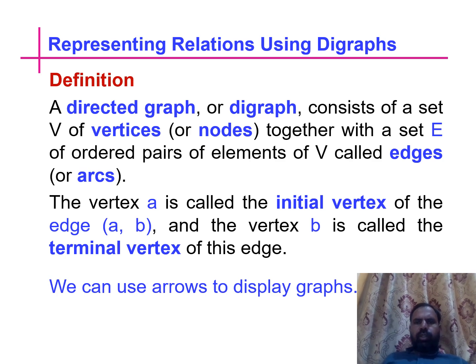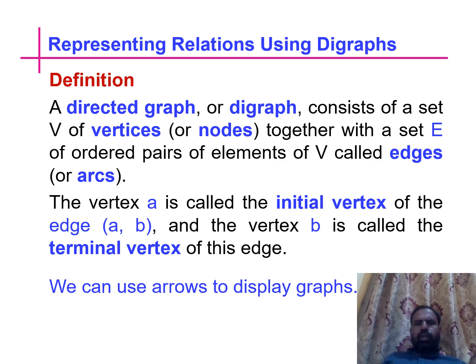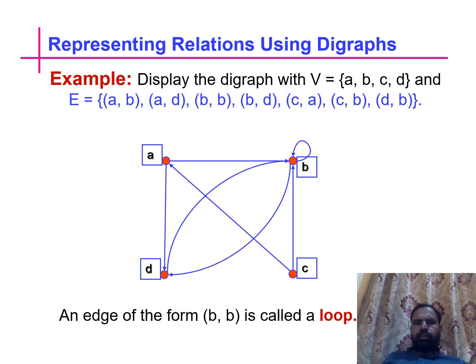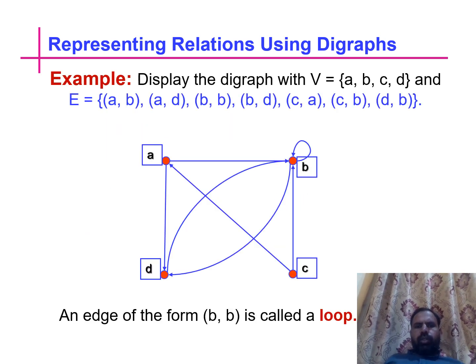Representing a relation using digraphs. Here we have a definition: a directed graph or digraph consists of a set V of vertices or nodes together with a set E of ordered pairs of elements of V called edges or arcs. The vertex A is called the initial vertex of the edge AB and the vertex B is called the terminal vertex of the edge. We can use arrows to display the graphs. So these are the arrows used here.